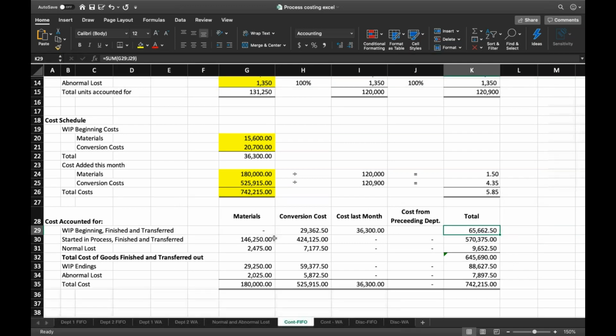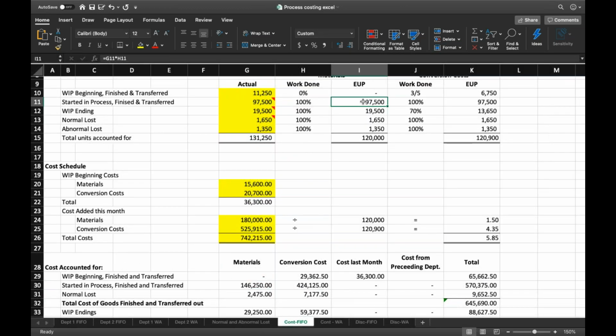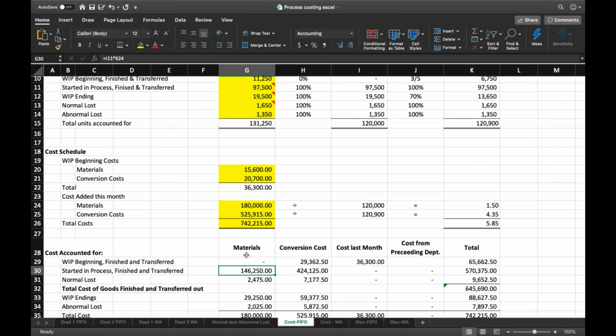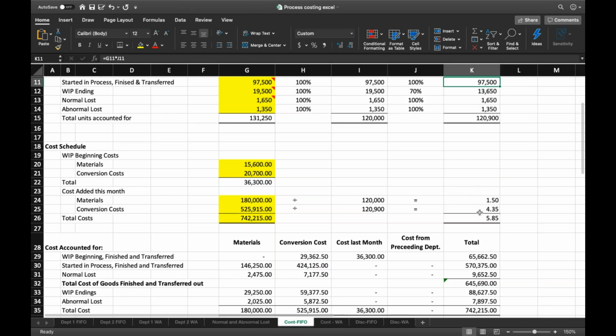For the started in process, finished and transferred, 97,500 times 150 equals 146,250 for materials. Conversion cost, that is 97,500 times 4.35 equals 424,125. Wala siyang cost last month. Wala ring cost from preceding department. Total is 573.70. Hold on, ha.